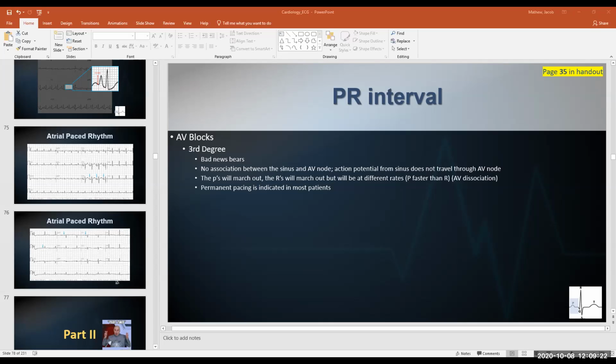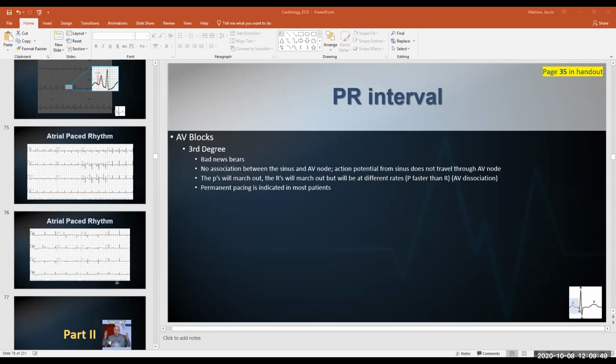But the PR interval is not going to be consistent because if you recall from the previous slide, what I mentioned is based on whenever that AV node decides to conduct the QRS, that PR interval is going to vary as a result because they're clearly not going to be associated with one another. But if you look at the Ps themselves, maybe there's a way I can draw on here and translate it across. I don't know, but the Ps will clearly march out in a rhythmic manner as well as the Rs. That will not happen in a second degree type 2.